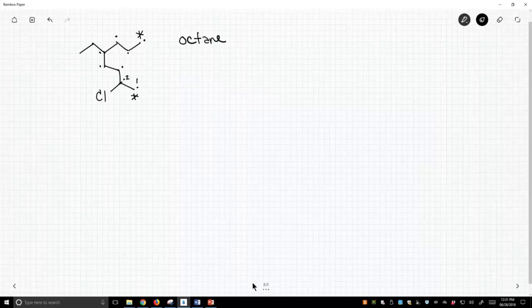It's going to be 1, 2, 3, 4, 5, 6, 7, 8. If we numbered from this end being number 1, that would have been 1, 2, 3, 4. So this would have been our branch point, and it would have been at carbon 4 instead of carbon 2. So this is an octane. The substituents are this group, which is a chloro, and the address of that chloro is at the 2 position. So there's going to be a 2-chloro, and at the 5 carbon there is an ethyl.